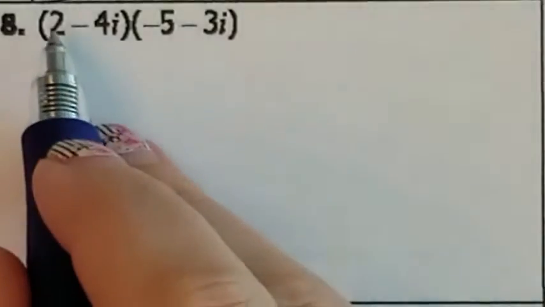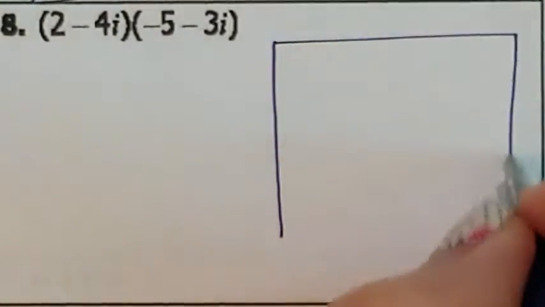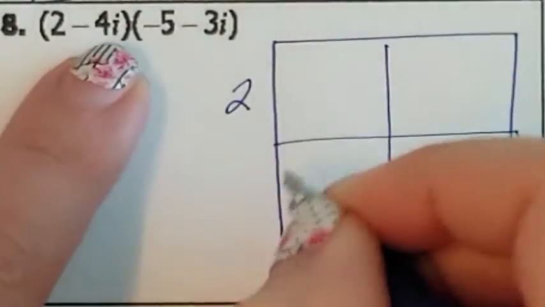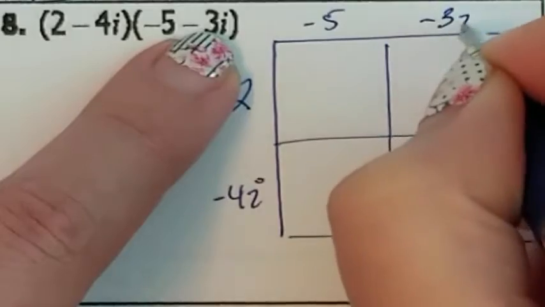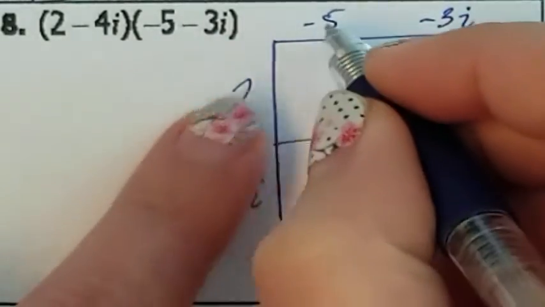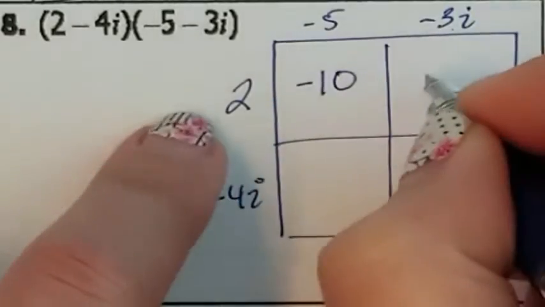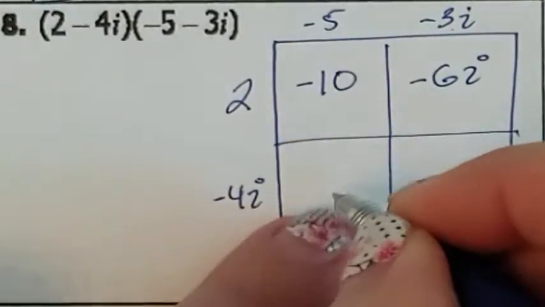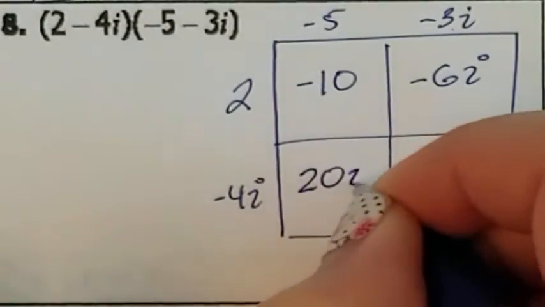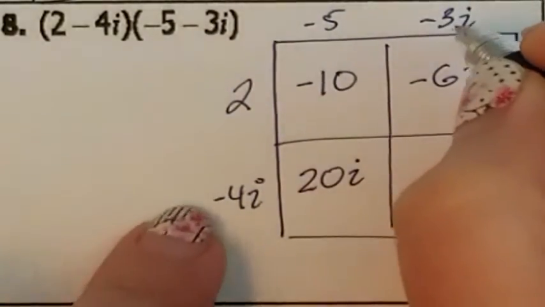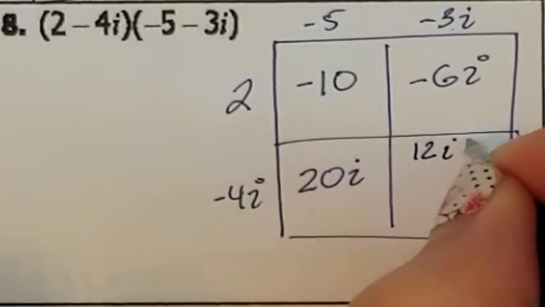Problem number 8. I have a binomial being multiplied to a binomial, so I'm going to go ahead and use my area model. 2 minus 4i, minus 5 minus 3i. This square is 2 times a negative 5, which is a negative 10. This square is 2 times negative 3i, which is a negative 6i. This square is a negative 5 times a negative 4i, which is a 20i. This square is negative 3i times negative 4i, which is a 12i squared.